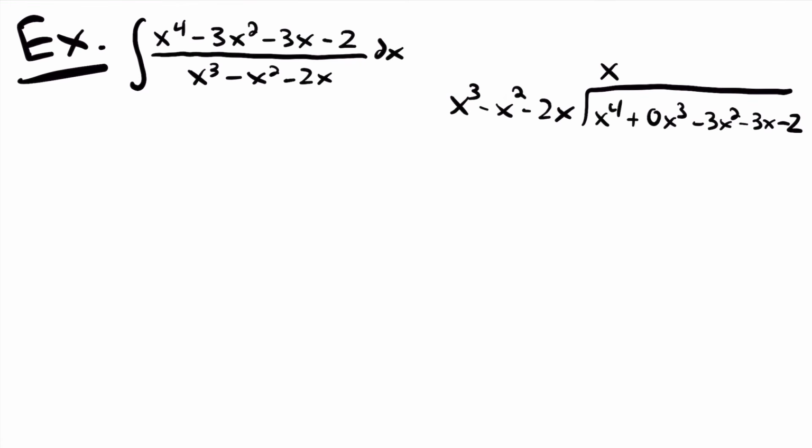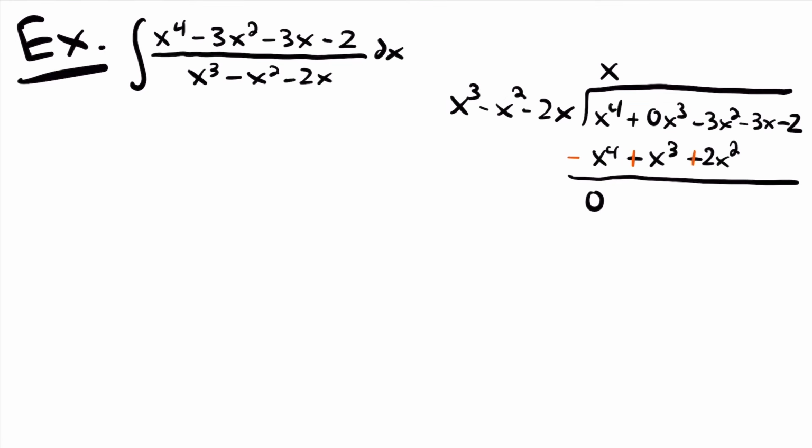So x times x cubed is x to the fourth, then x times negative x squared is negative x cubed, then x times negative 2x is negative 2x squared. And then what we will do is subtract these terms from this polynomial. So we're going to negate each of these terms and add them to the term above them. So this will be negative x to the fourth power plus x cubed plus 2x squared. And so if we combine those terms, x to the fourth minus x to the fourth is 0.